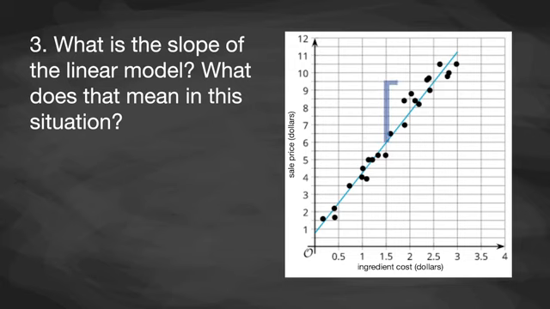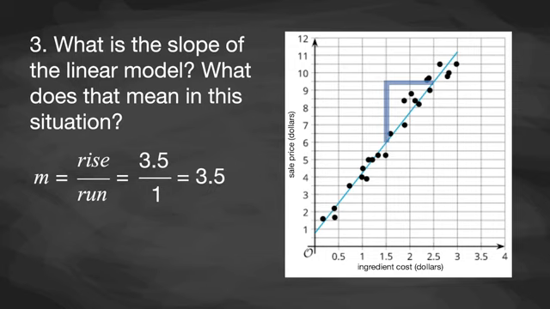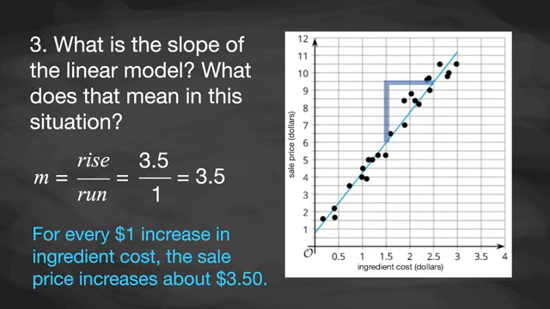If you pick the points where x is 1.5 and 2.5, you can see that the rise is about 3.5 when the run is about 1. So the slope is about 3.5. So what does this mean in the problem? For every $1 increase of ingredient cost, the sale price increases about $3.50.